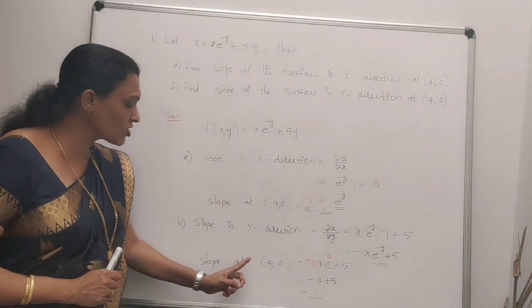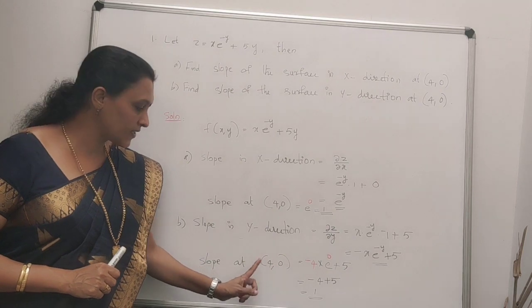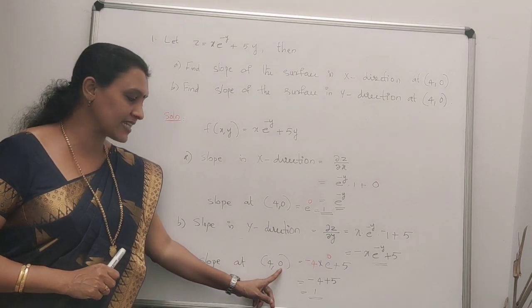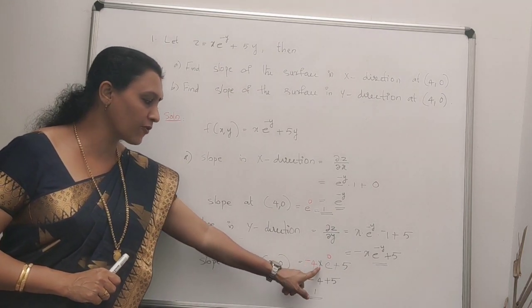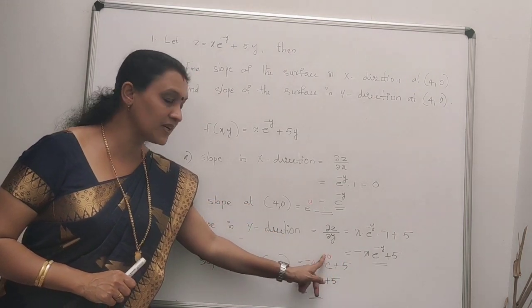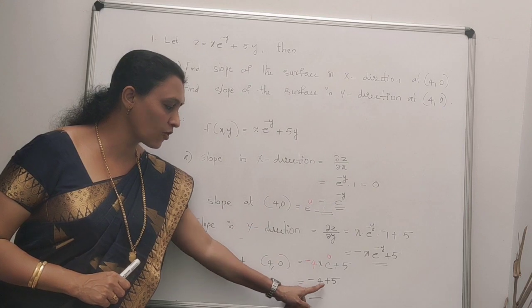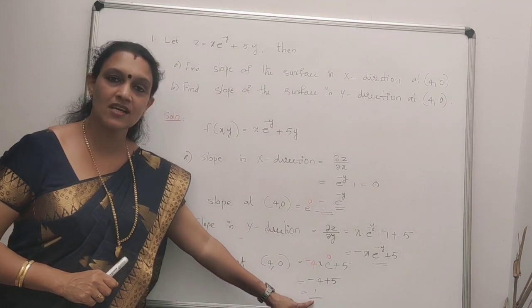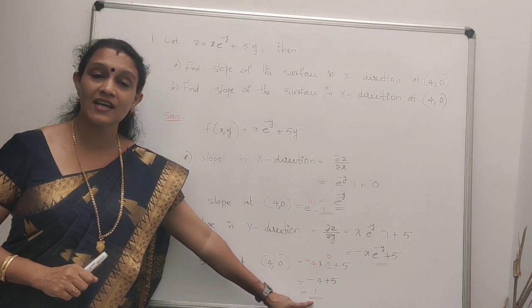Now we are finding the slope at the point (4, 0). Put x = 4 and y = 0. So it is -4 e^0 + 5. e^0 is 1. Therefore -4 + 5. So the answer is 1. This is the slope along the y direction.